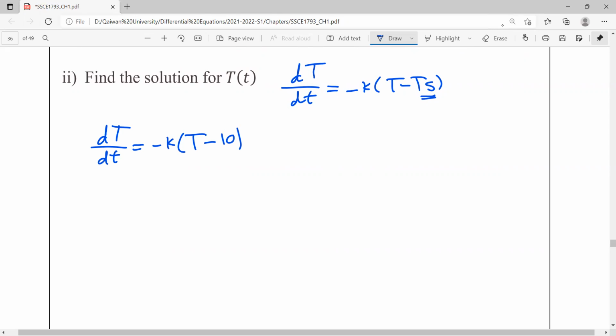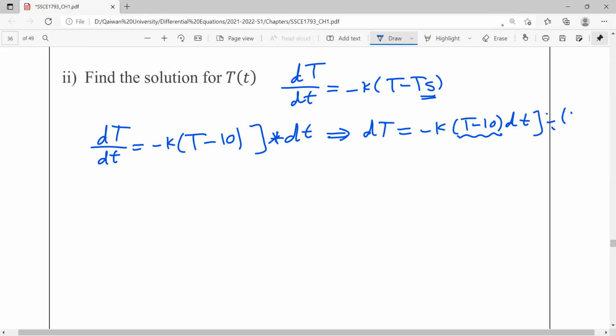It's a separable differential equation. First, we multiply both sides by dt, and we get dT equals minus k (T minus 10) dt. Okay. So now we must divide both sides by capital T minus 10, and we get dT.